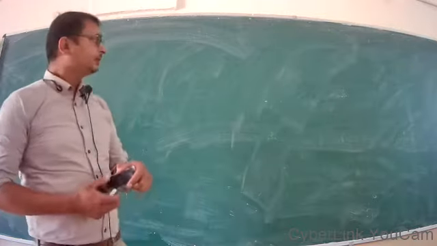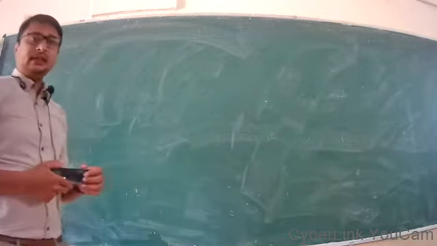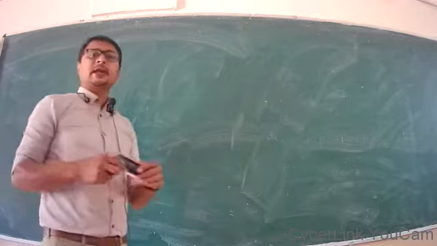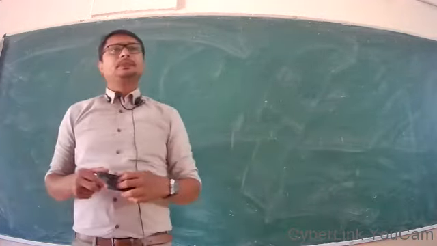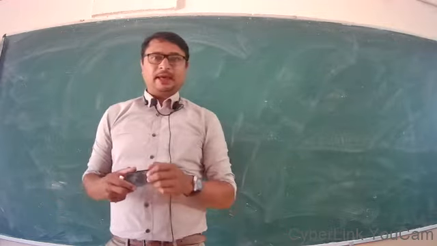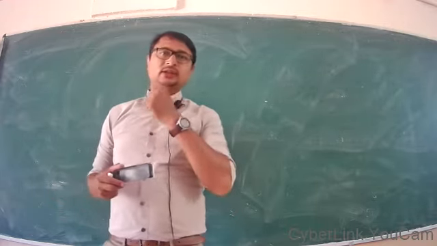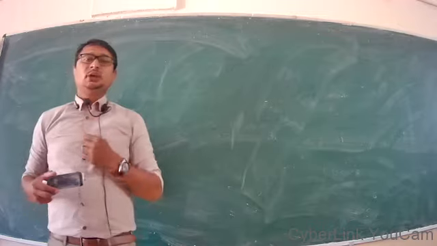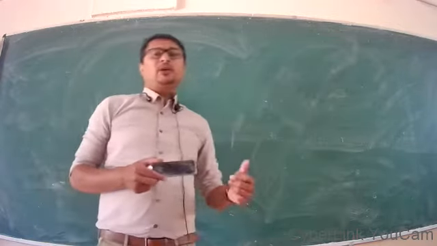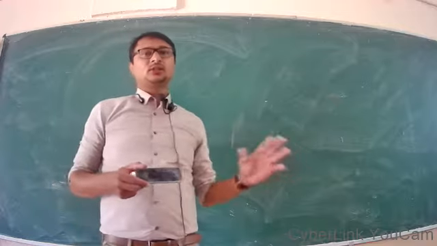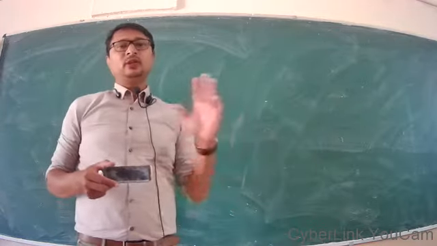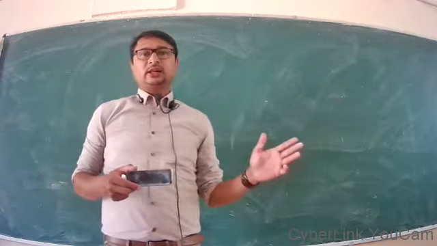Good morning, all. In the last class, we were discussing purchasing power parity theory. To recall, there are two versions: one is the absolute version, and another one is the relative version. With the help of the absolute version, we determine the exchange rate between two currencies with the help of commonly used goods in both countries.